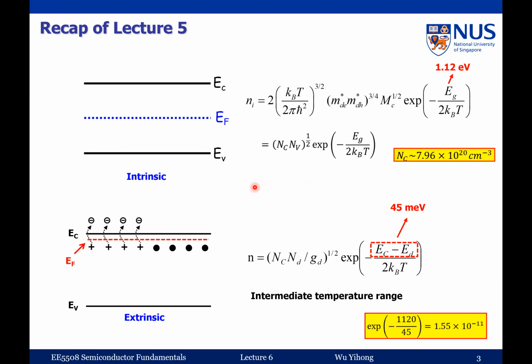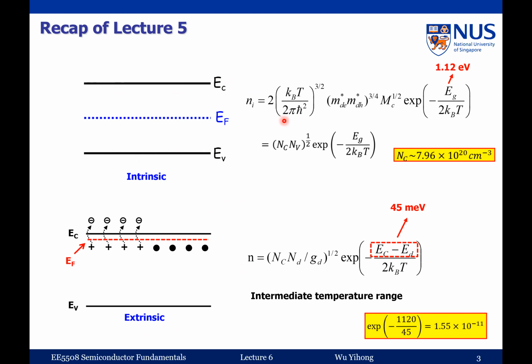Before we talk about electrical conduction, we just have a recap of lecture 5 again. In lecture 5, we said that we have two mechanisms, intrinsic and extrinsic, which can be used to generate free carriers. In the intrinsic case, we use thermal excitation to excite electrons from the valence band to the conduction band. This is always happening at a finite temperature, regardless of the size of the band gap, right?